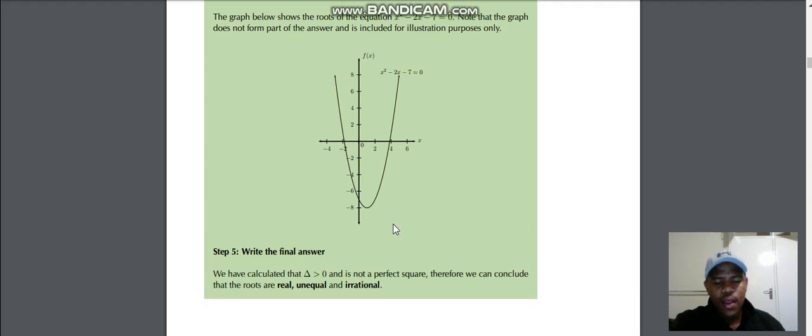And to conclude, this is really important. So now we have calculated that delta is greater than 0 and is not a perfect square. Therefore, we can conclude that the roots, number 1, must be real. Number 2, they are unequal. And number 3, they are irrational. So you need to come up with all those things, right? Step by step.